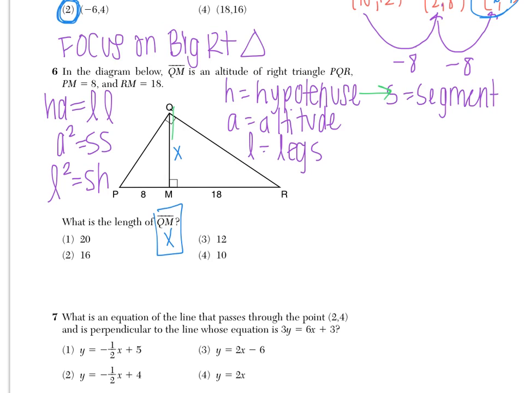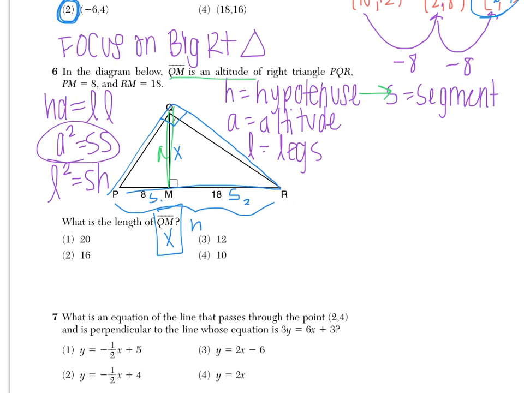So here, they already told me that QM is the altitude, which means that this should get labeled with an A. Now, if I think of my big, huge, gigantic right triangle, the right angle's up here, which means that this whole entire piece is an H. Remember that H gets split up into two segments, S1 and S2. Now, there's not a formula that relates all of them, HASS. HASS is not a formula. However, part of that, A squared equals SS, is where we have an altitude, a segment, and a segment.